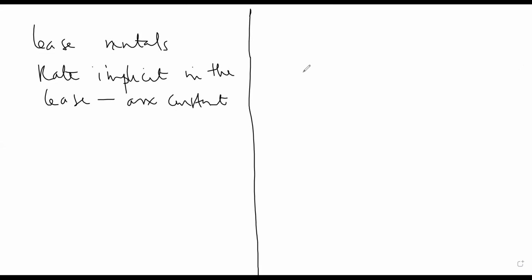The rate implicit in the lease, in the questions we have solved, is also constant. But the question is, what if there is a change in any of these variables? What will be the impact on the lease liability? What if we are using 7% as the rate implicit, and after 2 years we agree that the rate implicit in the lease should be 9%? The lease liability will not be the same again.